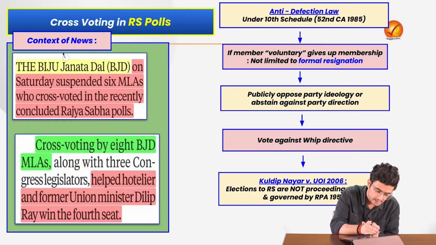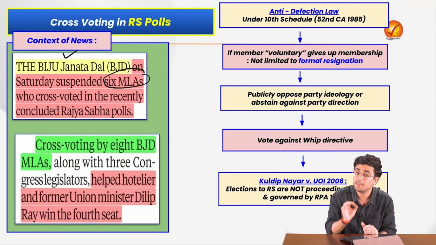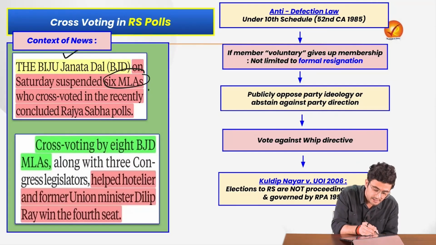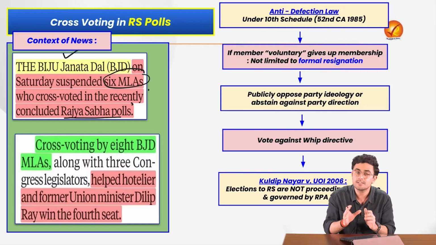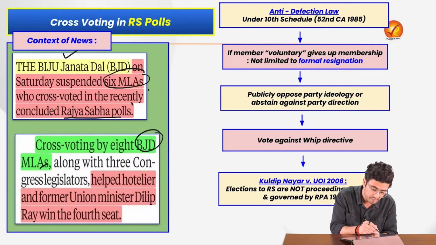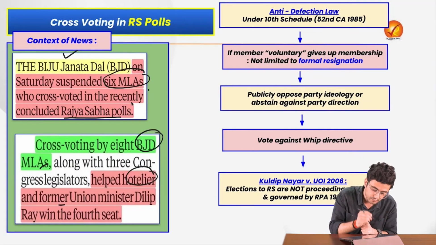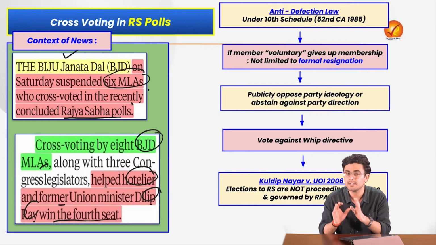Very recently, the Biju Janata Dal on Saturday suspended 6 MLAs who cross-voted in the recently concluded Rajya Sabha polls. This cross-voting, which was done by 8 members of the Biju Janata Dal party, actually helped the hotelier and former union minister Dilip Ray to win the 4th seat.